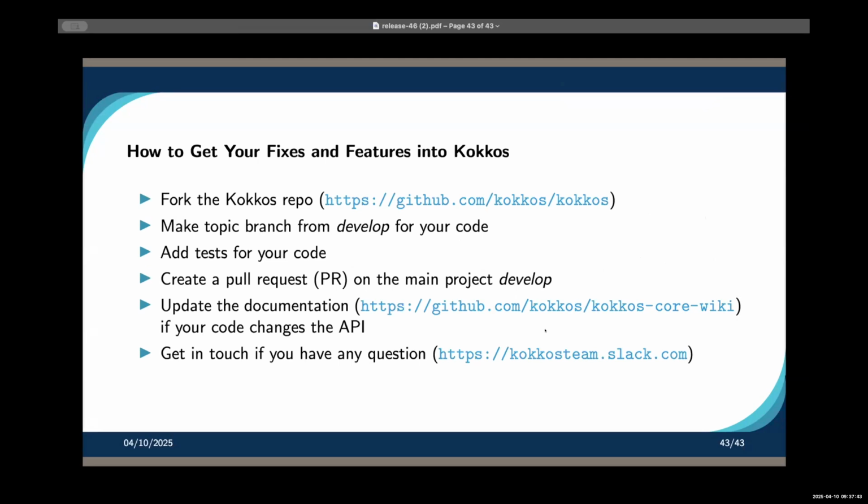Okay. So if you want to get your own fixes and features into Kokkos, contributions are very much welcome. Please fork the Kokkos repo, make a topic branch, and then create a pull request. Including documentation, and of course you can always get in touch with us on the Slack at kokkosteam.slack.com.